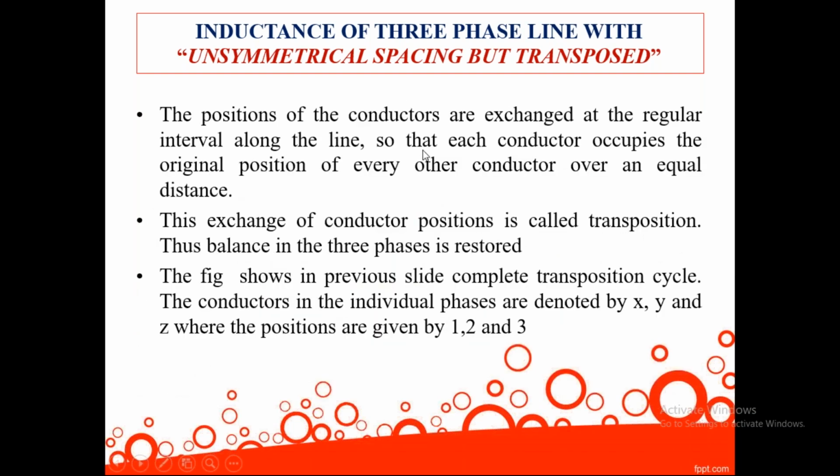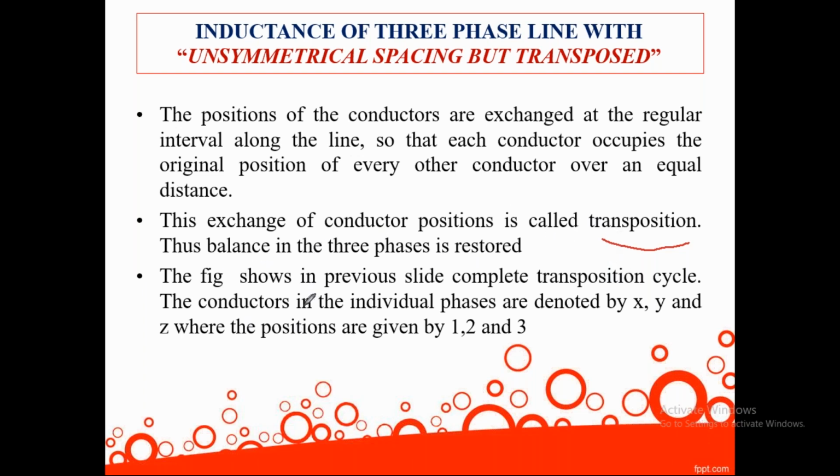Next, the positions of conductors are exchanged at a regular interval along the line. For example, after 10 kilometers, the position of X will be changed, which means Y and Z also change automatically. So all phases change their positions at a regular interval, after 10 kilometers, after 20 kilometers, after 30. This is called transposition. Due to this, the balanced condition will occur in the three phase system. So this is the reason.